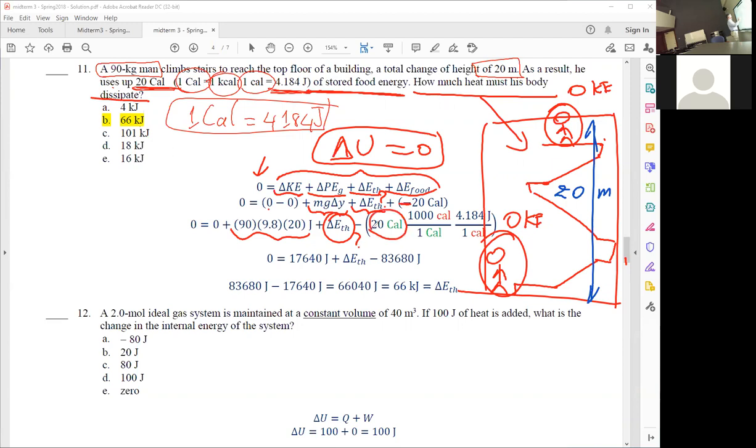The 20 kilocalories converted to joules: first I multiply by 1,000 from calories with a capital C to calories with a lowercase c, and then multiply each lowercase calorie by 4.18. You end up with these values for potential and for the food energy. Solve for delta thermal energy, and you end up with heat energy that must be dissipated equal to about 66 kilojoules. And that's your option B in this case.